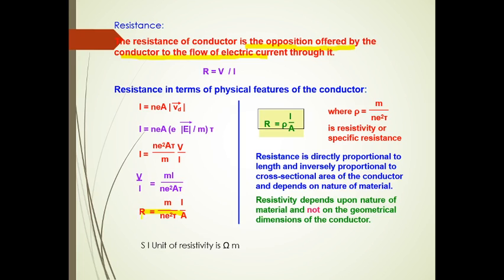V divided by I is R, so R equals m into L divided by ne square tau into A. This term is known as the resistivity. The resistivity is denoted by rho, equal to m divided by ne square into tau. The resistivity is also known as the specific resistance. If this resistivity is constant, R is equal to rho L divided by A. This means the resistance of the conductor is directly proportional to the length and inversely proportional to the area of the cross section. And resistivity depends on the nature of the material and not on the geometrical dimensions of the conductor. SI unit of resistivity is ohm meter.